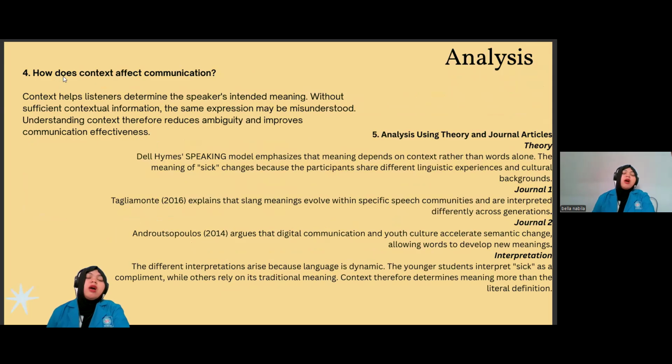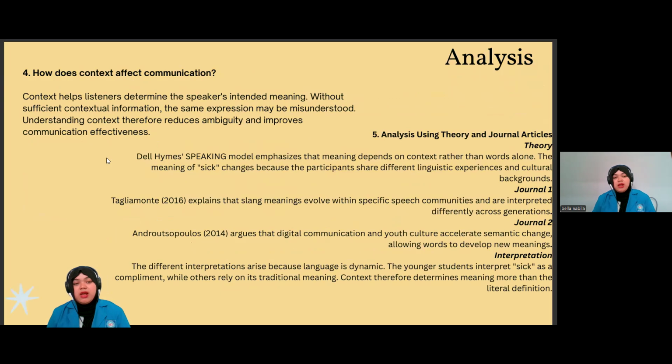Number four, how does context affect communication? Context helps listeners determine the speaker's intended meaning. Without sufficient contextual information, the same expression may be misunderstood. Understanding context, therefore, reduces ambiguity and improves communication effectiveness.